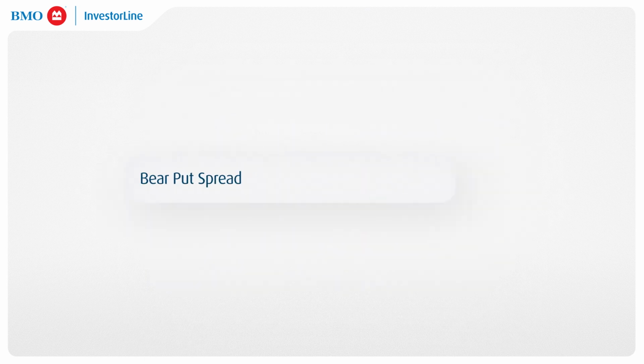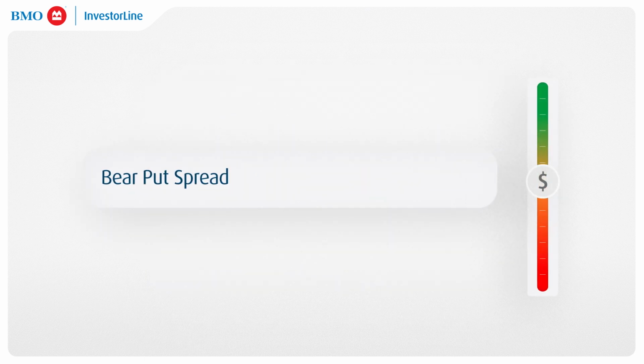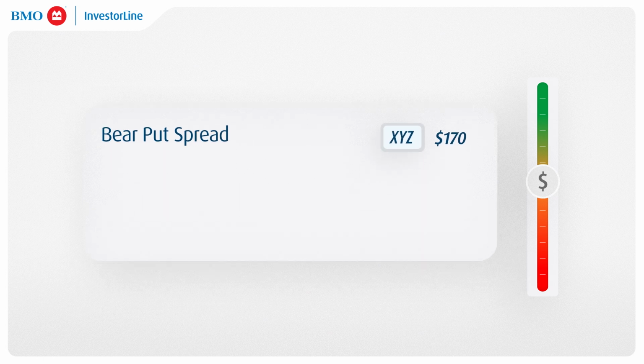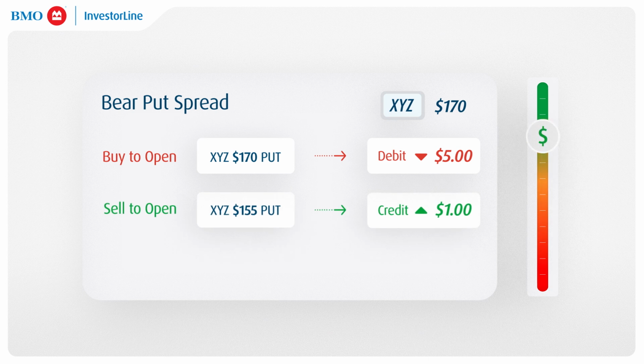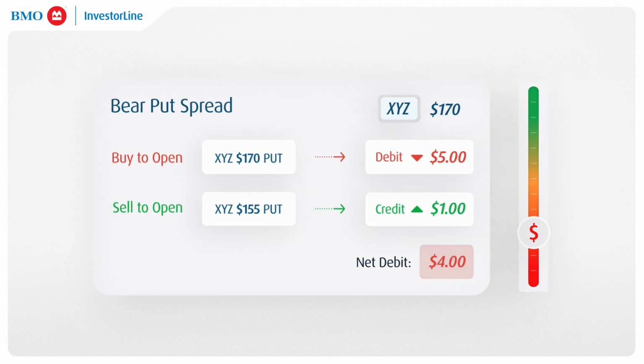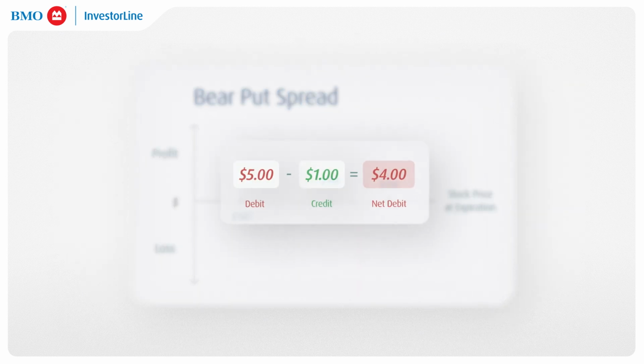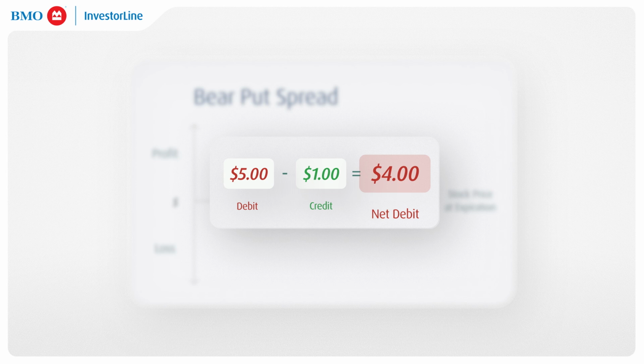On the flip side, for a bear put spread, which is suitable for a declining bearish outlook on XYZ, the strategy involves buying a put option with a strike price at the current stock price of $170 for a $5 premium, and selling a put option with a lower strike price at $155 for a $1 premium, with the same expiration. The net premium between the two legs is a debit of $4. That becomes your maximum risk.